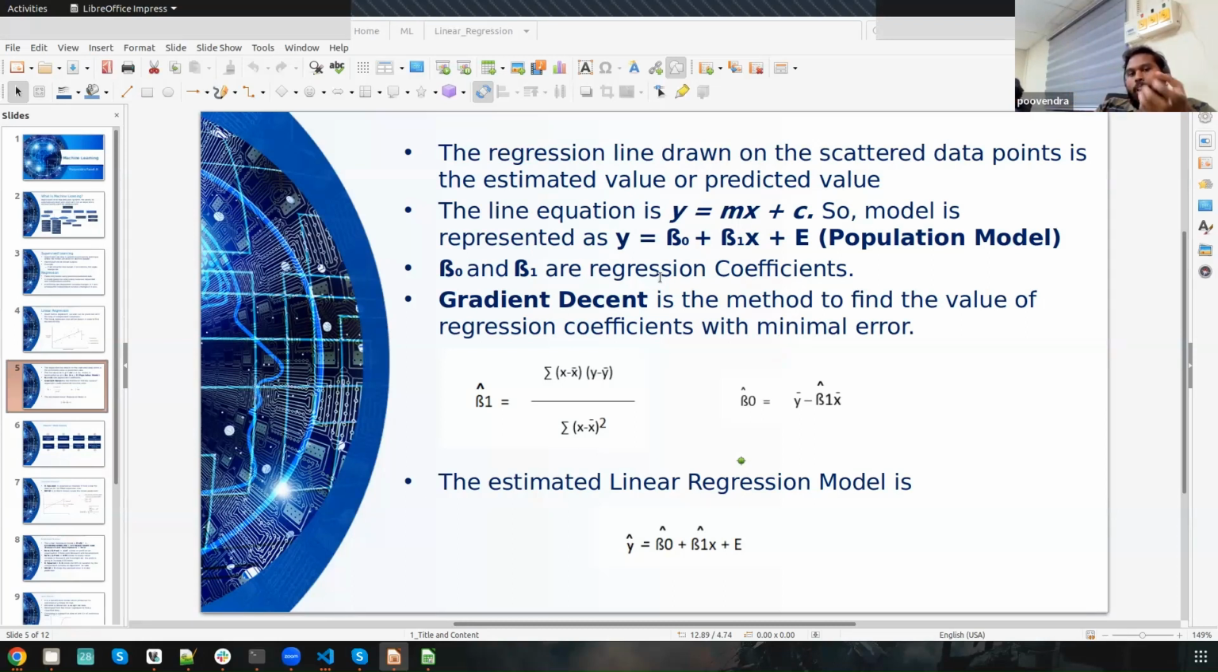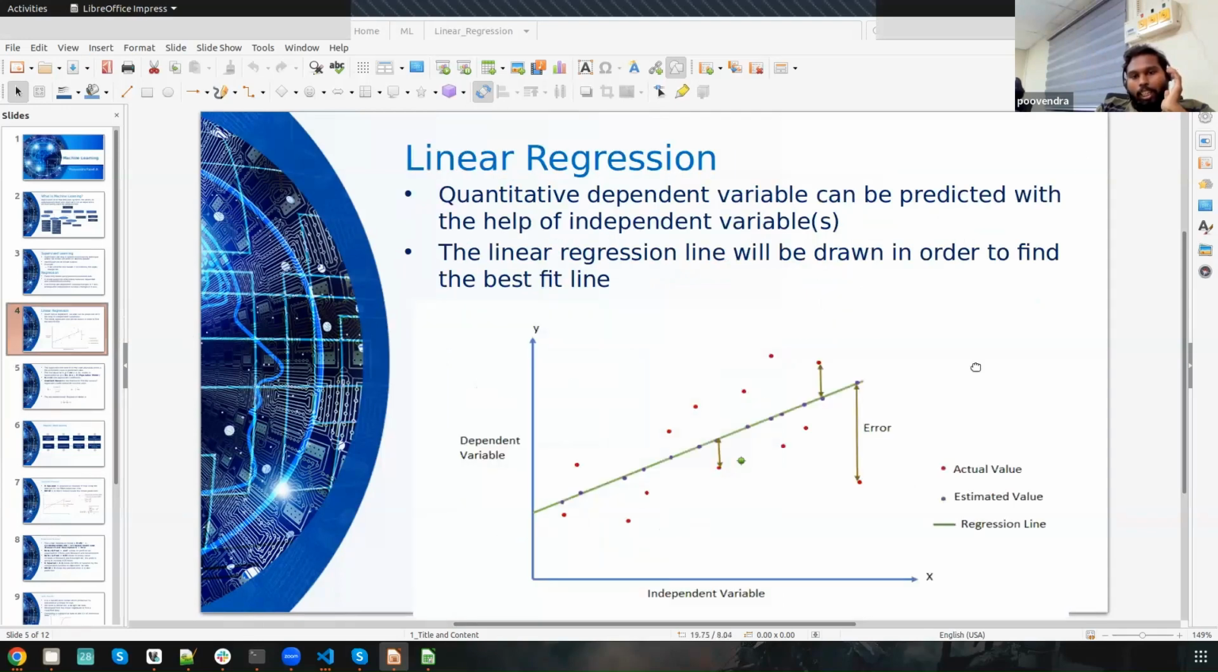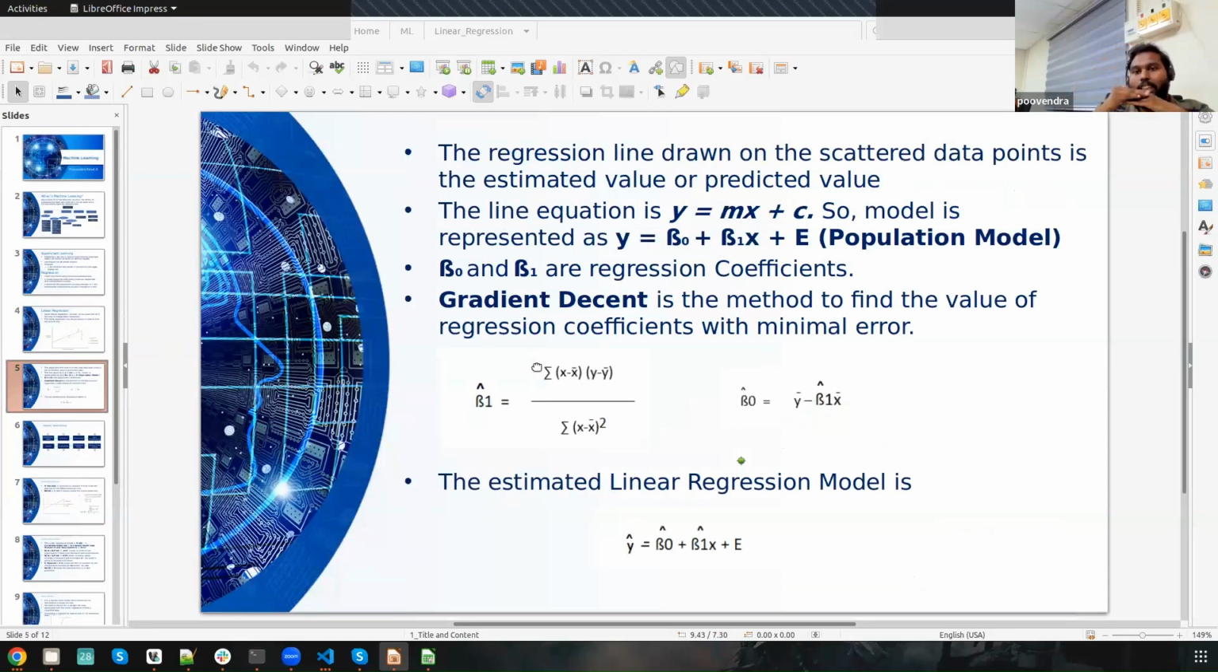What I was telling about the minimization of error: how are we going to find the best fit line out of many lines? You can draw a line like this, or like this. Anywhere you can draw a line. So how do I say that something is the best fit line? It is the line that minimizes the error and gives us the best fit combination. That is what we call the best fit line.